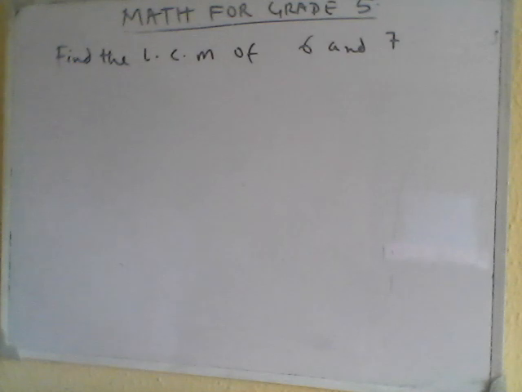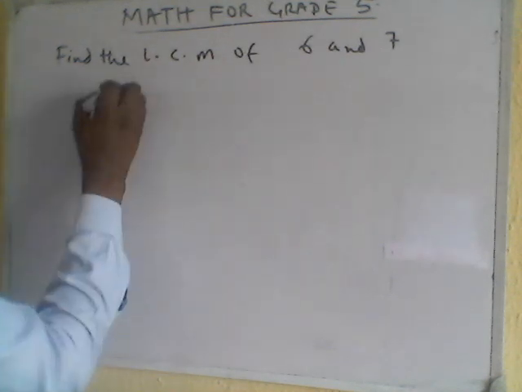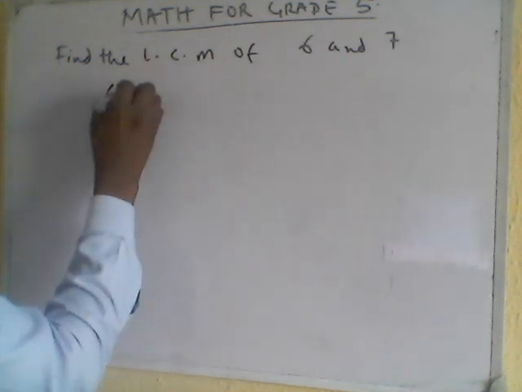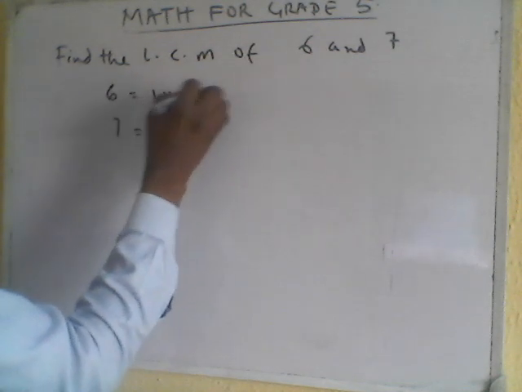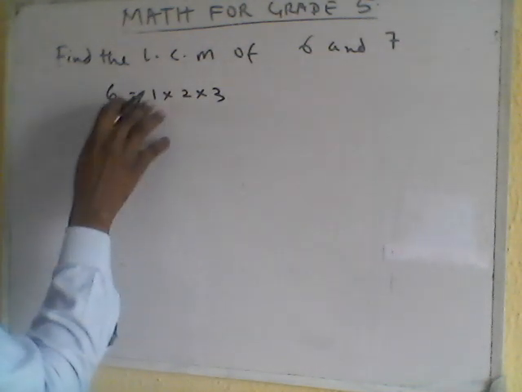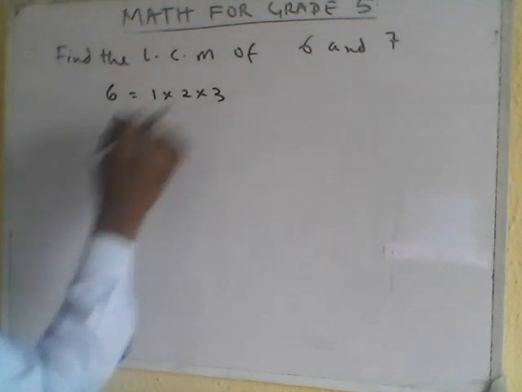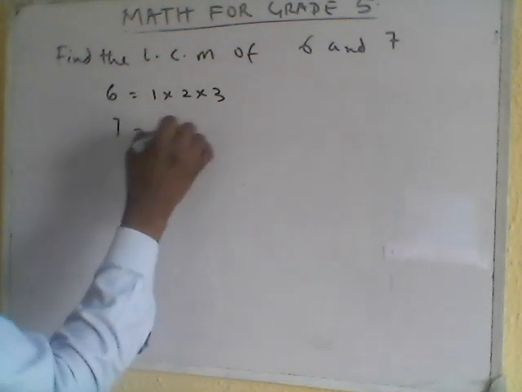So I have on the board, find the LCM of 6 and 7. So I have 6 and 7. So I'll write it out. So the factors here is 1 times 2 times 3. That is 1 times 2 is 2, 2 times 3 is 6. For this one, I have 1 times 7.